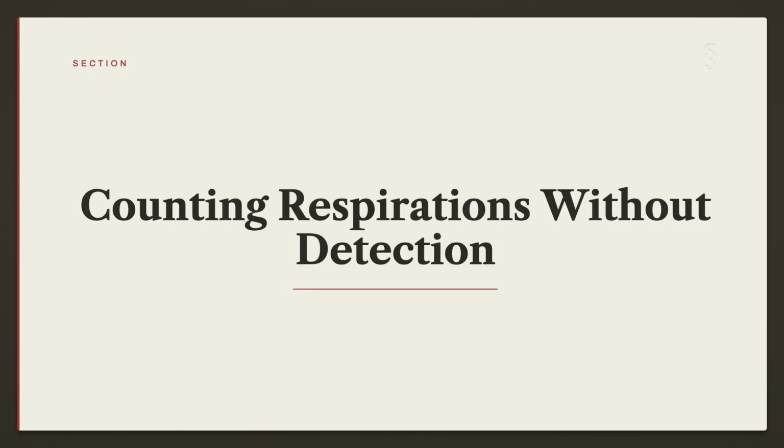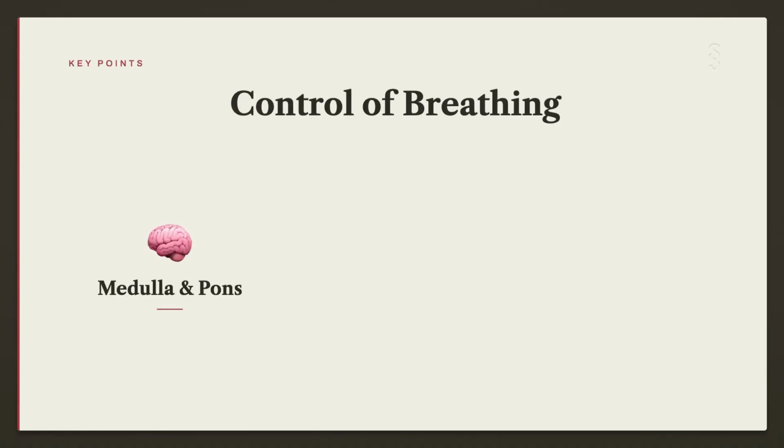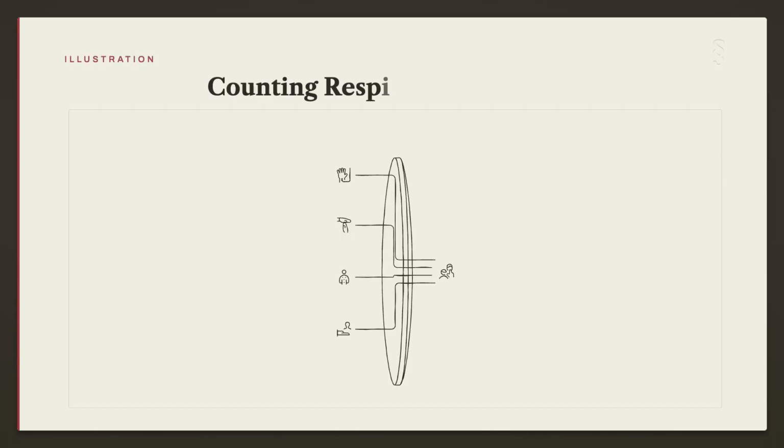Respiration is the one vital sign that changes the moment a client notices it's being measured. That's because breathing, unlike temperature or blood pressure, is under both automatic and voluntary control. The medulla and pons run breathing automatically based on carbon dioxide levels, but the cortex can override that rhythm at will, which is exactly what lets a person hold their breath, talk, or breathe deeply on purpose.